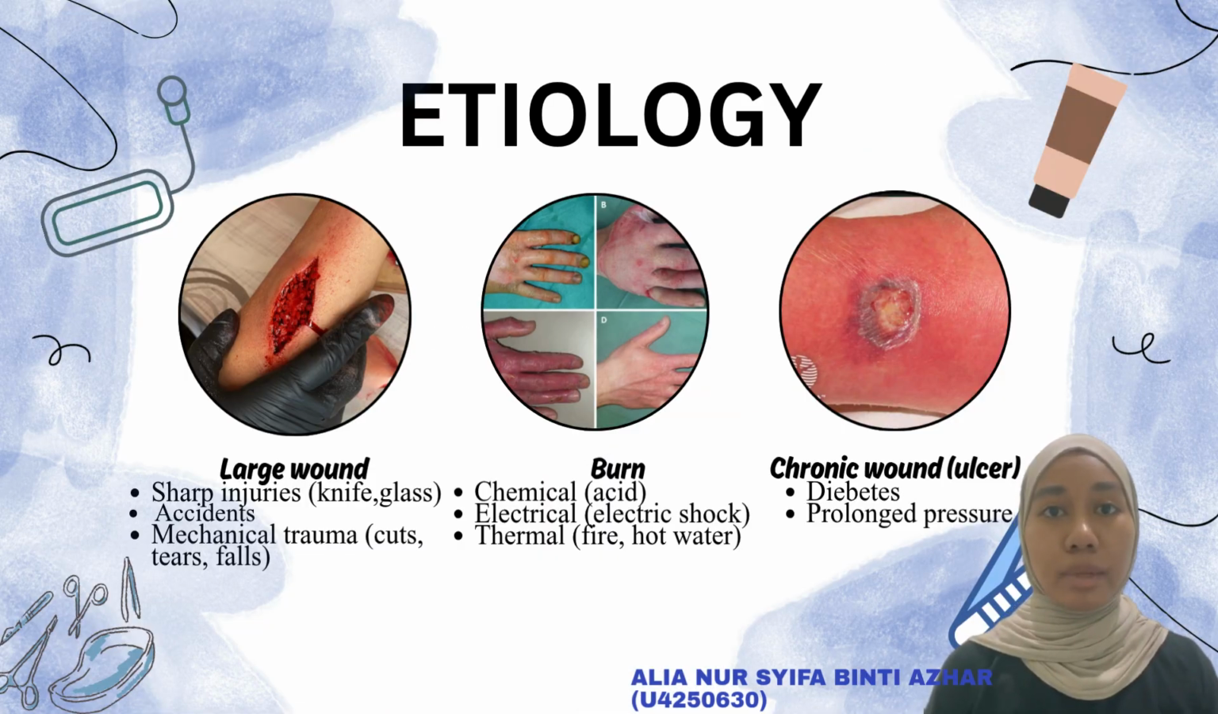Next, I will explain the etiology, which means the cause of the condition. First, large wounds can be caused by sharp injuries, accidents, or mechanical trauma, such as cuts and falls. Second, burns can happen due to chemicals, electricity, or heat like fire and hot water. Lastly, chronic wounds such as ulcers may be caused by diabetes or prolonged pressure.